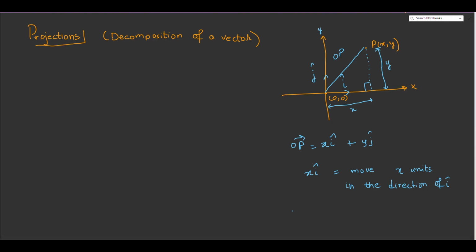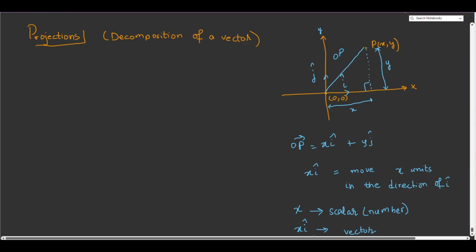In this case there are two things. x is a number, which we call a scalar. It tells you how much distance you have to travel along the x-axis, and when I multiply this x with i, it means that you need to travel this many units in the direction of i. Together this is called a vector. So if you only consider x, it is a scalar, and xi means the vector.